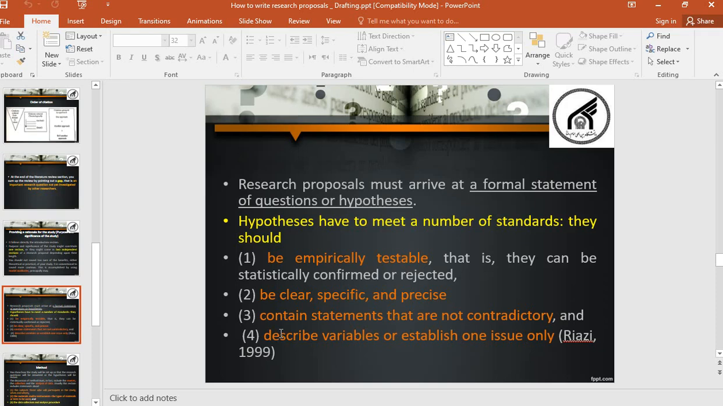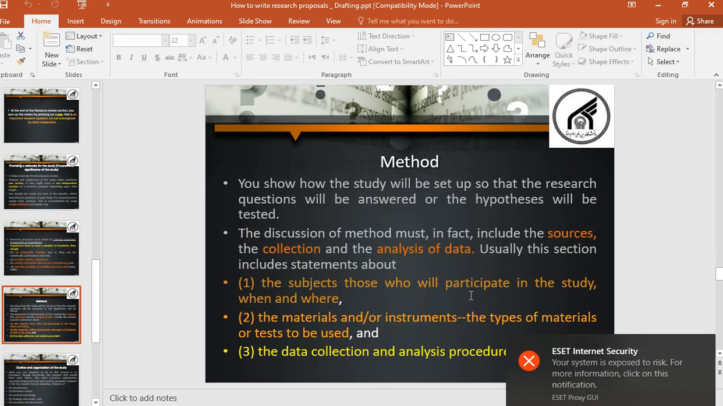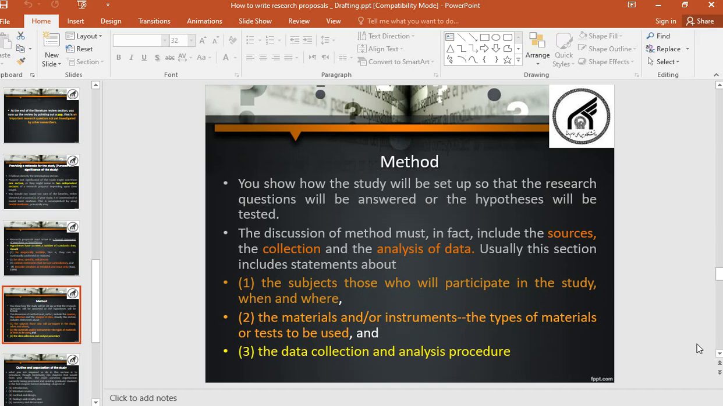It contains statements that are not contradictory. They should not be contradictory. They should be in line with each other. For example, they all can be in the negative form and describe variables or establish one issue only. So in each hypothesis, you have to deal with one issue, or one variable, or the effect of two variables. So that was it, and we get to the third section, which is method.